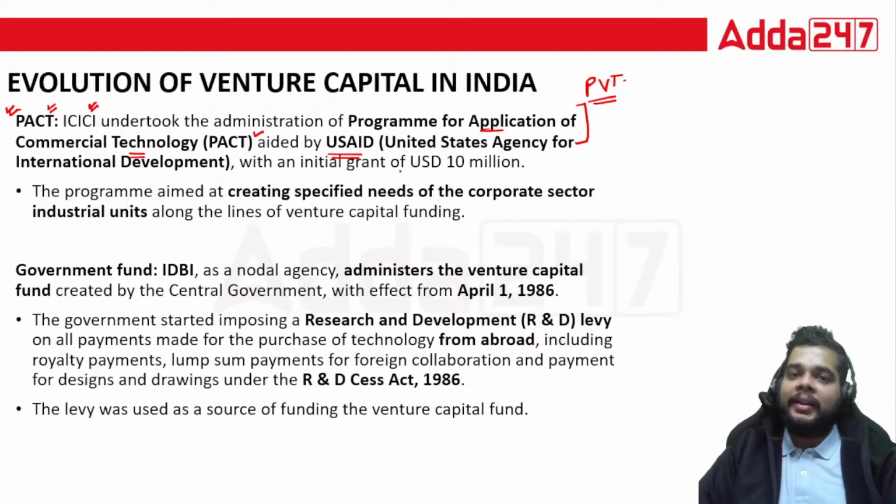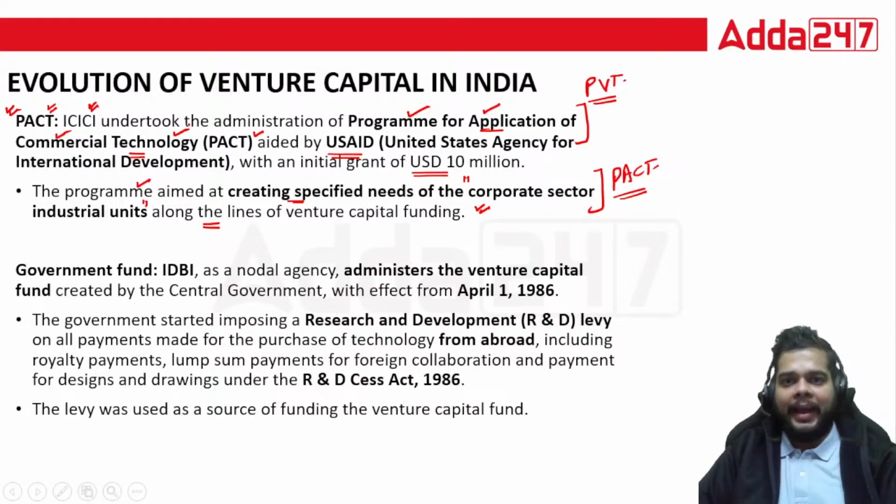What was the initial grant given by the US AID? It was of the quantum of $10 million. The program aimed at meeting the specific needs of the corporate sector industrial units along the lines of venture capital funding. So always remember, the corporate sector industrial units were the heart and soul of this PACT program. What is the full form? Program for Application of Commercial Technology, PACT.